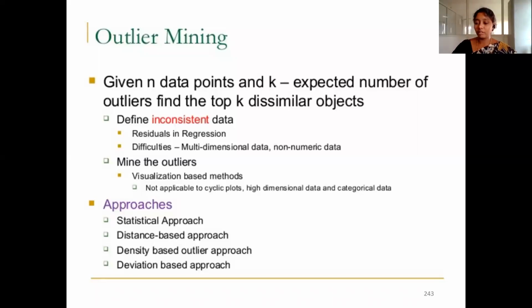So what we have seen in the last class, in the last topic of the fourth unit, is outlier mining. So what is an outlier? The outlier is the one which exhibits some different behavior from the remaining elements, the remaining data points.